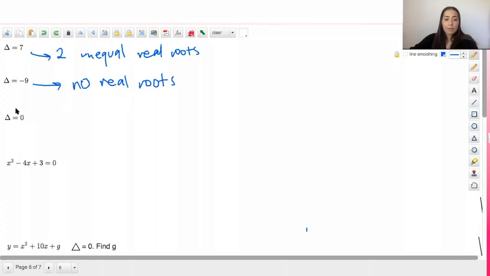And then if your discriminant is equal to 0, this means that you either have 2 of the same roots or you have one root. So I'm just going to write it as 1 real root.